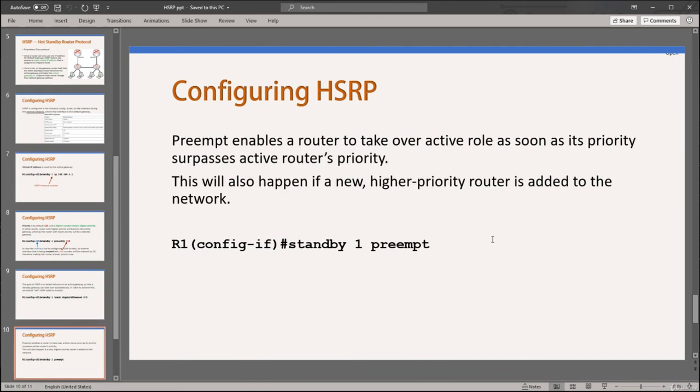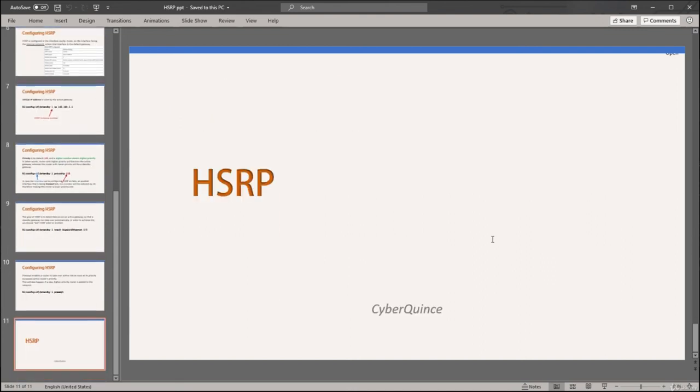Now, in order for these changes between active and standby to happen immediately and seamlessly, we should use this preempt command. You should note that if you add a new router to the network, it will also immediately take over the active role if its priority is higher than those other routers that already existed in the network with lower priorities. And that's it for the explanation part.